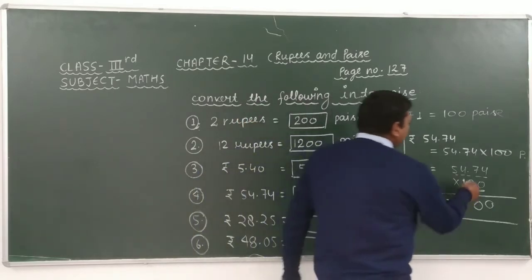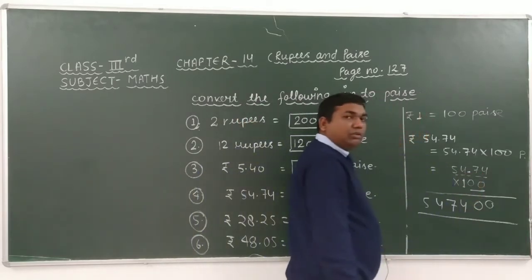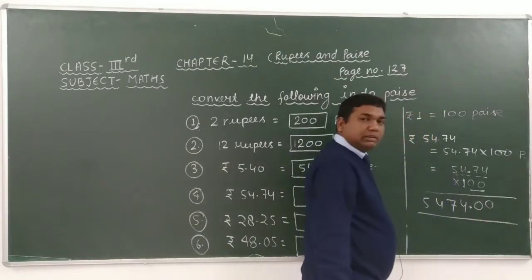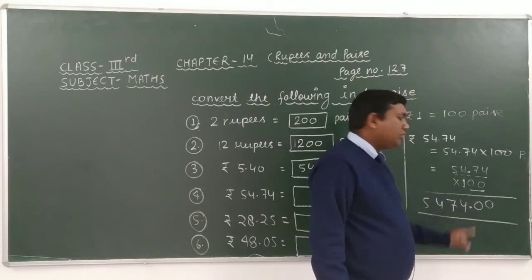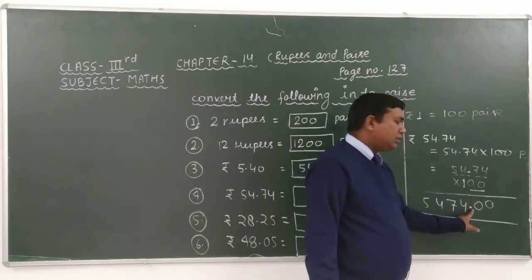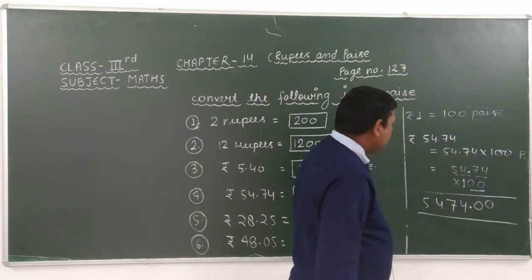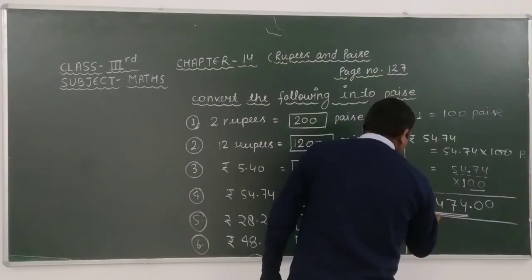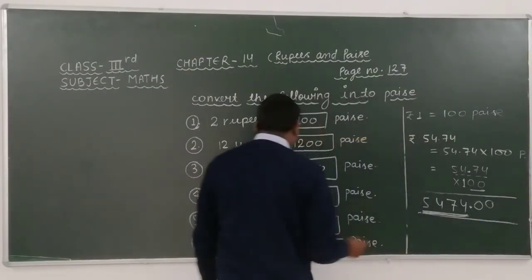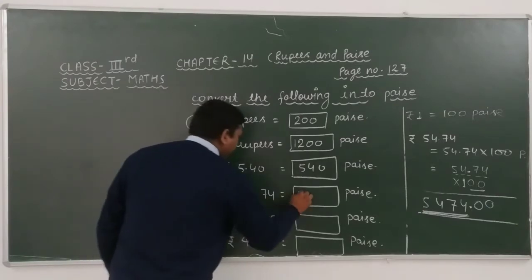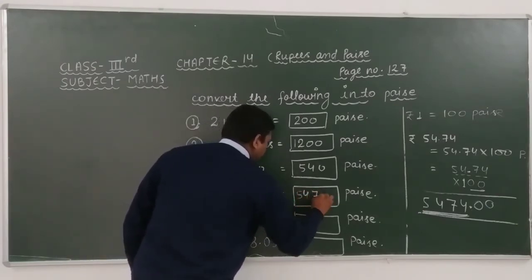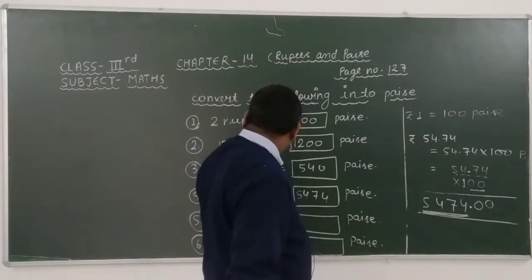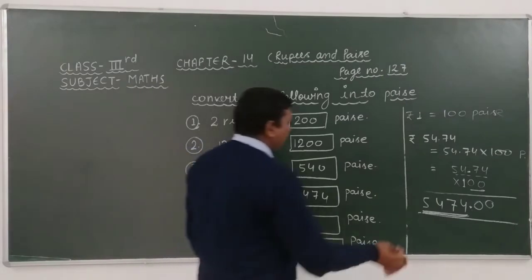Understand? Look at here carefully. Here the decimal point is attached before the 2-digit place. Therefore we have to take the decimal point before the 2-digit place. After multiplying these we get 5474. Therefore here we can write 5474.